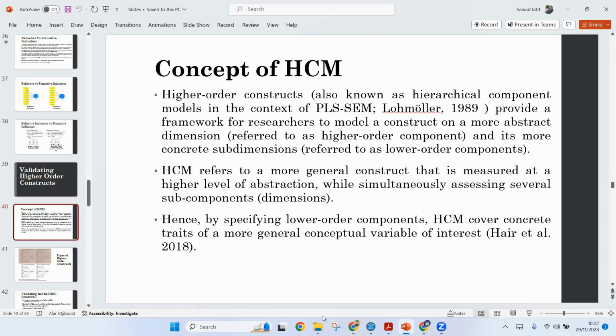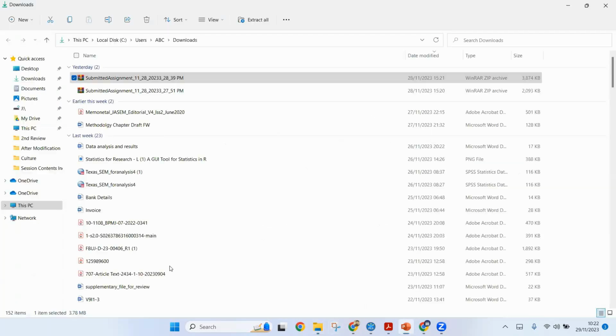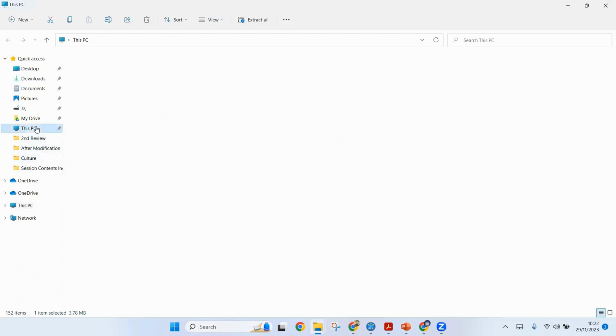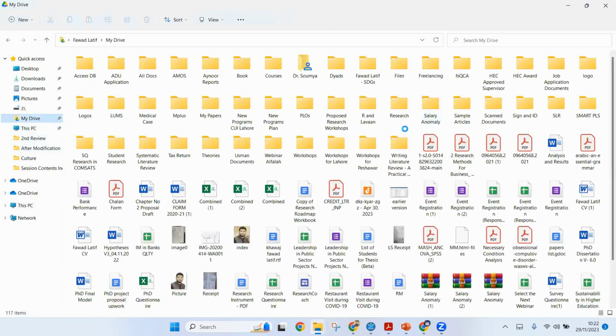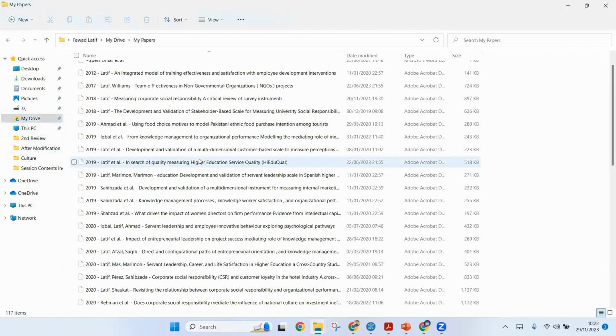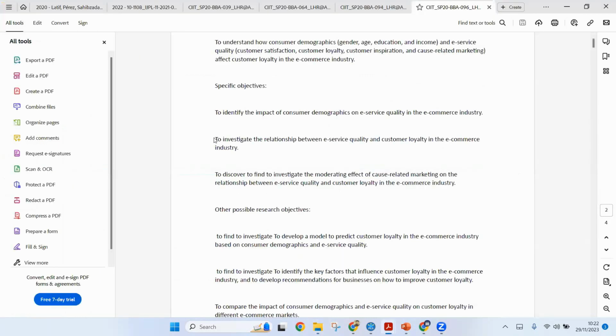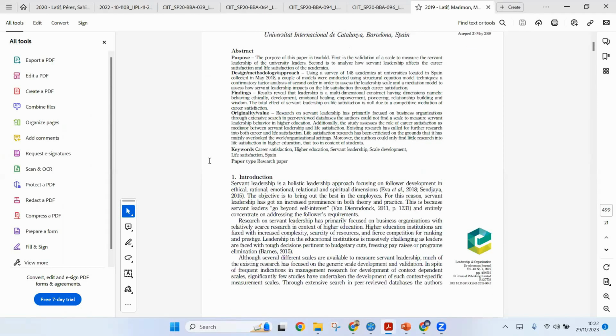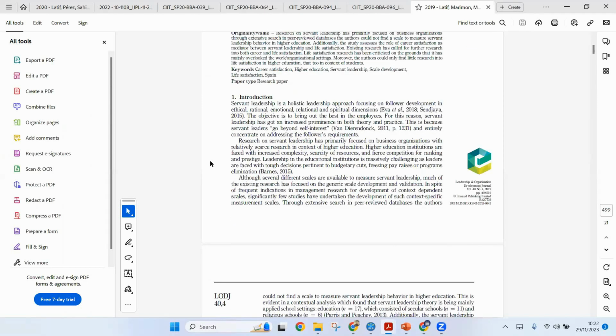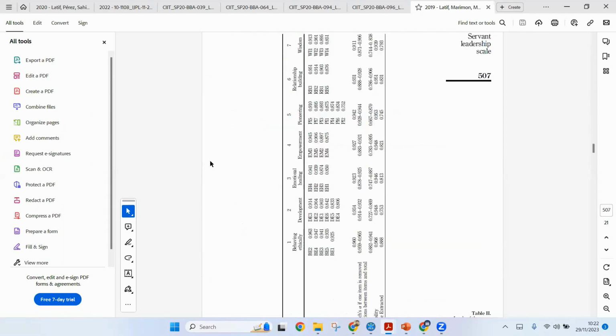But before that, let me show you a few papers. Let's say I'm interested in studying servant leadership, and I'm searching for my questionnaire on servant leadership. If I'm working on servant leadership in higher education, I come across this scale here: development and validation of servant leadership scale in Spanish higher education. And while we are working on it, we come across this paper.